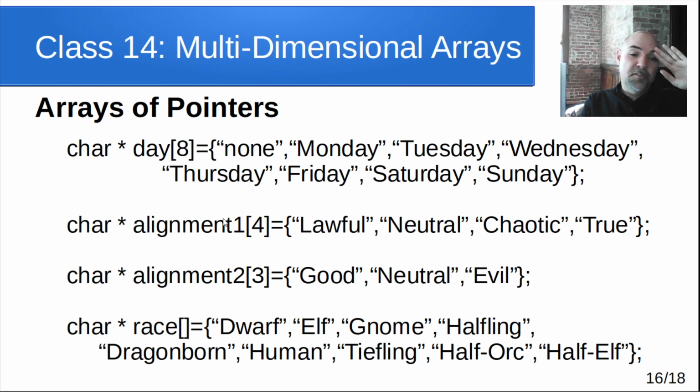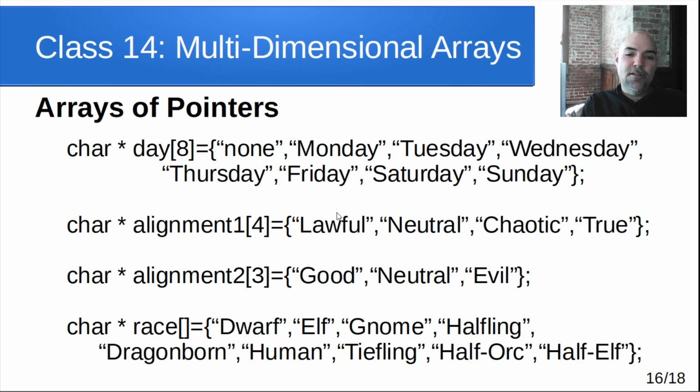Notice that we could also use this for a game. For example, let's say we're making some sort of role-playing game, and we have some sort of karma or alignment for our characters. So, for example, here's my character pointer for the alignment. There are 4 of them: lawful, neutral, chaotic, and true. And then the second part of the alignment might be good, neutral, and evil.